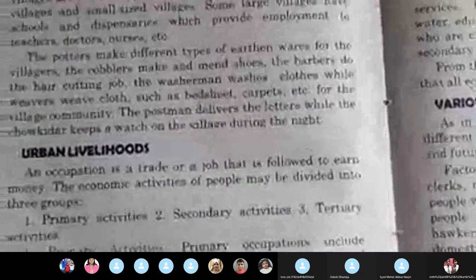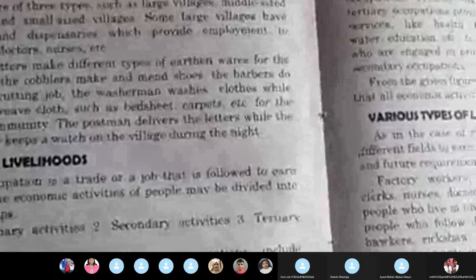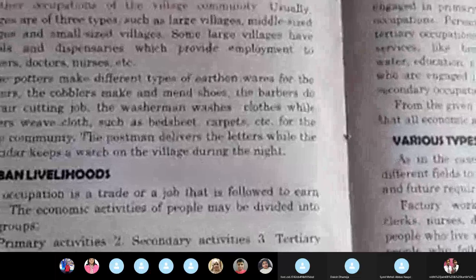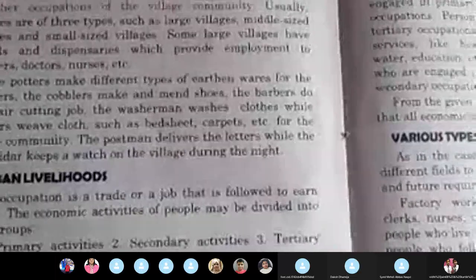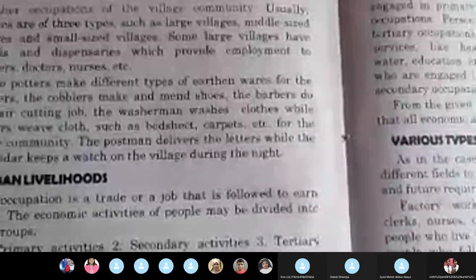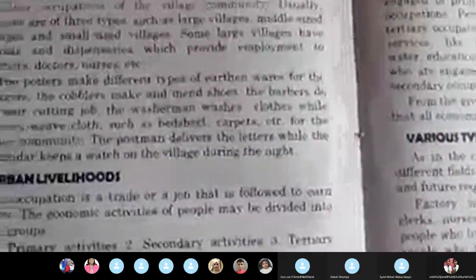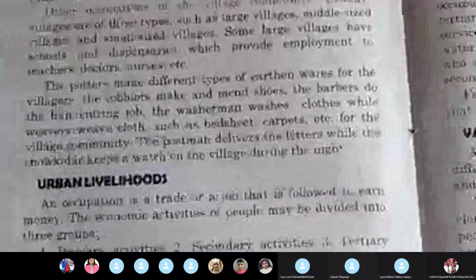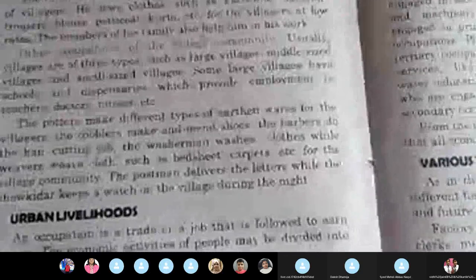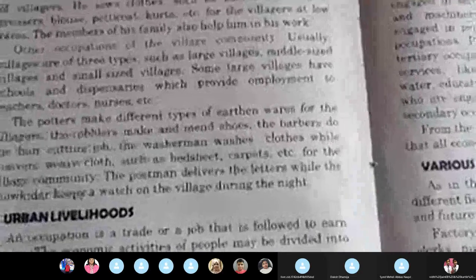Then other occupations of the village community are usually the villagers. Villages are of three types, such as large villages, middle-sized villages, and small-sized villages. And as the words tell you, they are according to the size of the population residing in a village. Okay. So some large villages have schools and dispensaries which provide employment to the teachers, doctors, nurses, etc. That means they have all the basic needs of a particular village. That means the hospital is needed, teachers are needed, doctors are needed. So all that is provided.